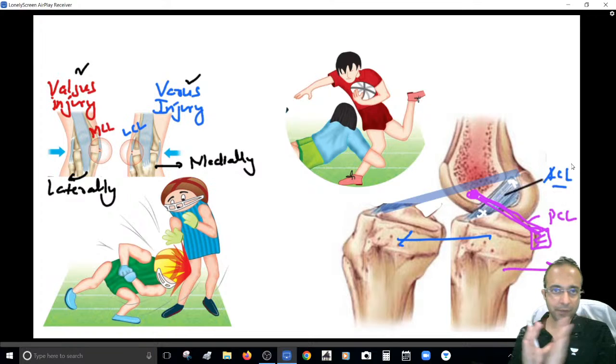Clear how to decide varus and valgus injury? And clear with the fact that when you will have a valgus injury, it will be a tear of MCL. When you will have a varus injury, it will be a tear of LCL. So varus valgus injuries would end up tearing the collaterals.